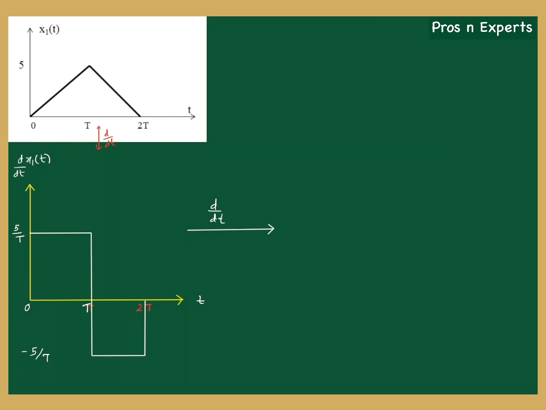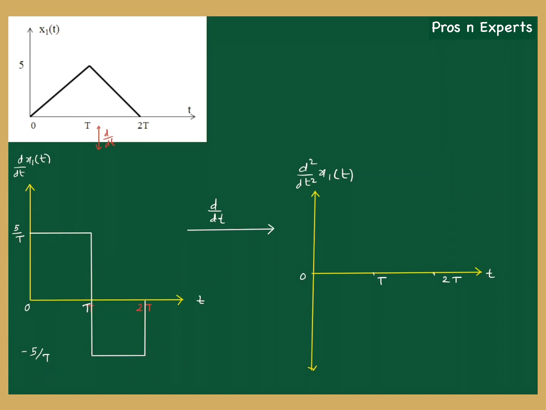Okay, let's see what happens. I will draw it for you. Let us see how this will come. What I'm taking is first x1 of t, then d by dt of x1 of t. Again I'm finding the derivative, so it should be d square by dt square of x1 of t. So d square by dt square x1 of t will be the slope of this signal, and I have to represent the slope of this signal here. And how would it come?